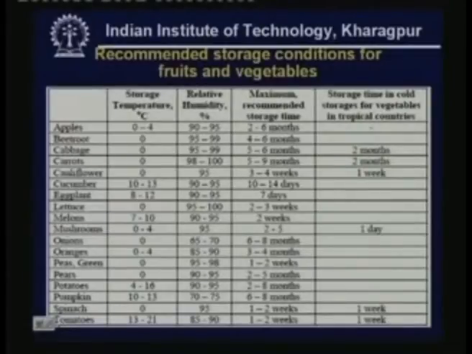And you can see that for most of the products, the required relative humidity is quite high. That means you have to maintain very high relative humidity inside the storage space. This is required because if the relative humidity is low, then food products will lose moisture. That means it will lead to weight loss because of drying. So you have to maintain a high relative humidity. Of course, for products like onions and pumpkin, you really don't require very high relative humidity because they have a thick skin and the moisture loss is very less.